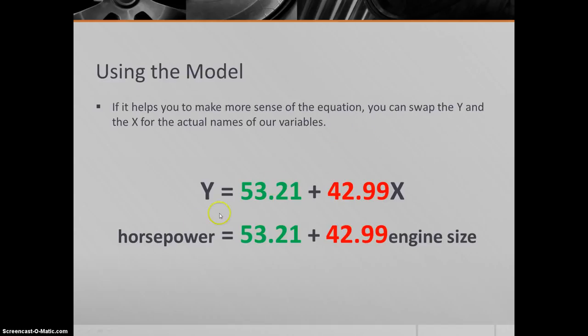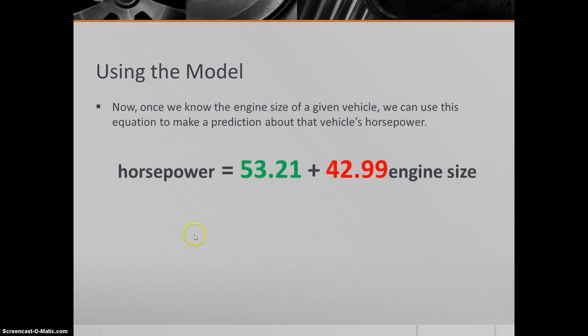So some people like to actually put the names in to make more sense out of it. So horsepower equals 53 plus 42 times engine size. If the engine size is 2 liters, you multiply these, right? Order of operations. Hopefully you went over that in your 255 and 256 classes. That's why you're supposed to learn that. So you'd multiply, then add, because it's order of operations, and that gives you a predicted value. Okay? So now, once we know the engine size of a given vehicle, we can use that to make a prediction about that vehicle's horsepower.